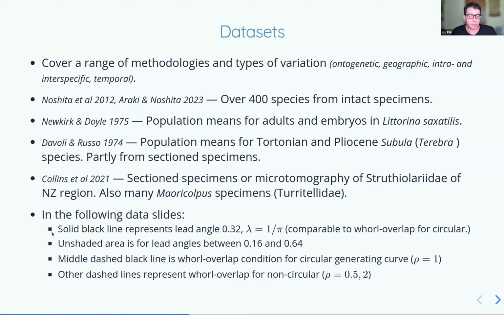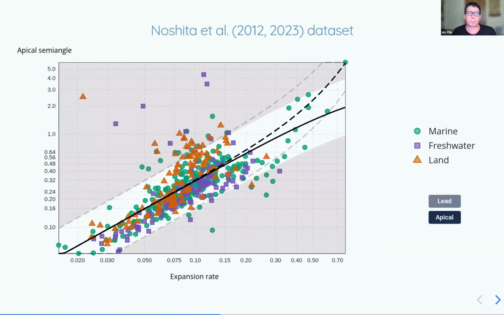And just to prepare you, in the following slides, the unshaded area and the solid black line are explanation based on constant lead angle. So lead angle is constant along the solid lines or the unshaded area, and the dashed lines describe the hole overlap condition. So let us first look at this data set from Nishita and colleagues.